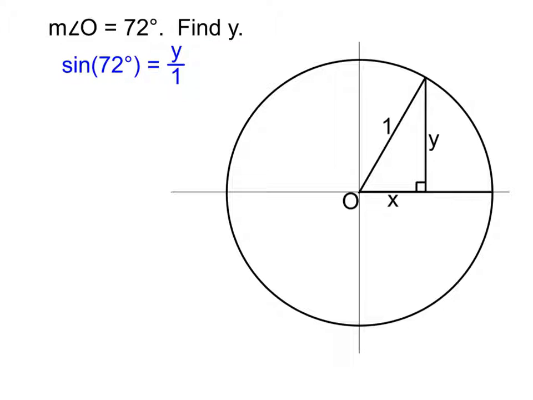And now that we've set it up, we just need to find our answer. And just like the last one, finding our answer is easy, because y over 1 is just y. And so if I want to know what y equals, all I have to do is punch sine of 72 degrees into my calculator, and it tells me that y is about 0.95.